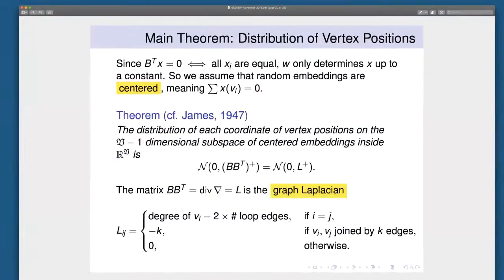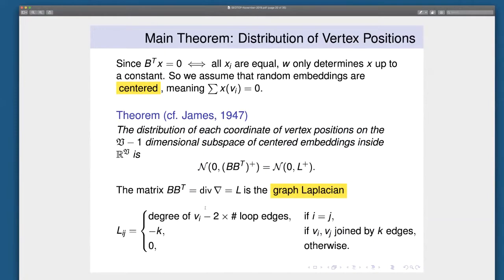Now, this matrix here, BB transpose, that's a really interesting matrix. This is the graph Laplacian. So the eigenvectors and eigenvalues of this are going to tell us about the distribution of vertex positions. And they're going to tell us rather a lot more about the polymer chemistry itself.